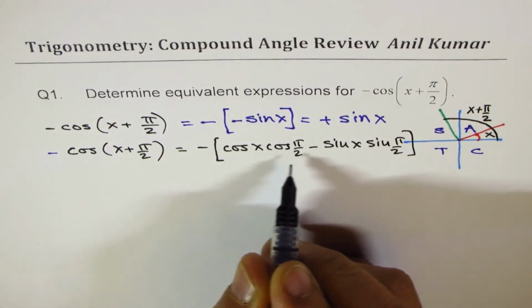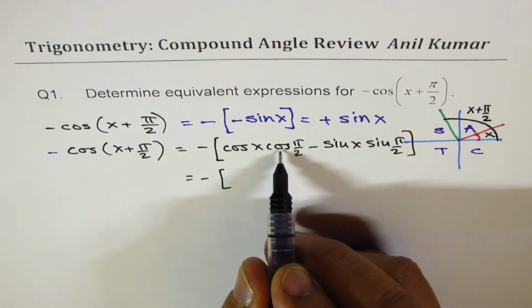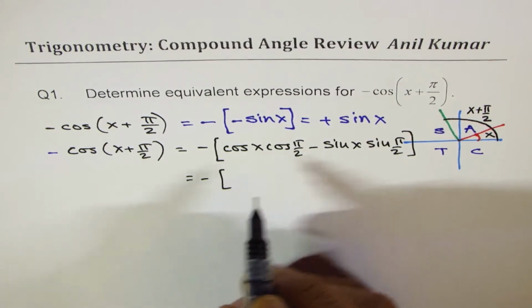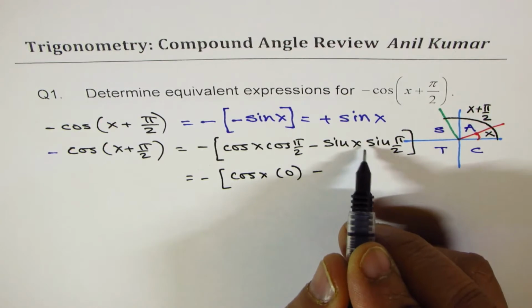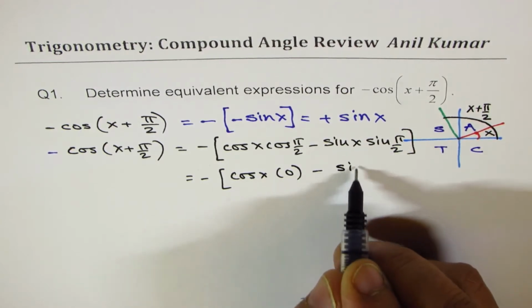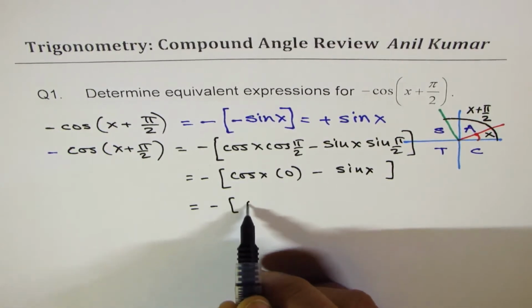That's the formula cos a plus b. And as you know, cos of pi by 2 is 0, right? So we have cos x times 0 here, and sine of pi by 2 is 1, so we have minus sine x, and then this part is 0, so let me write 0 here.